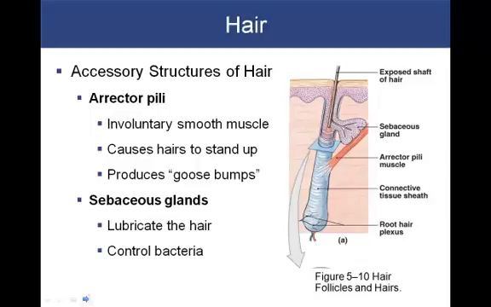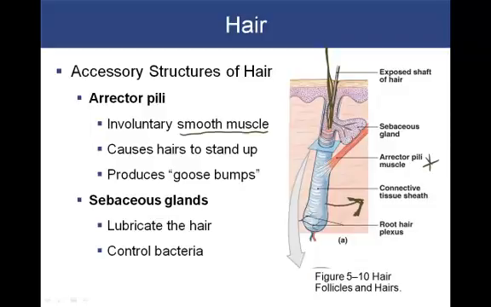Other structures associated with hair include the erector pili muscle. This is a smooth muscle, so we know that it's involuntary. We have no voluntary control. And when this muscle contracts, it swings the bulb or the follicle in this direction, and it causes the hair, which was leaning to some degree, to become erect. It stands straight up on its end.